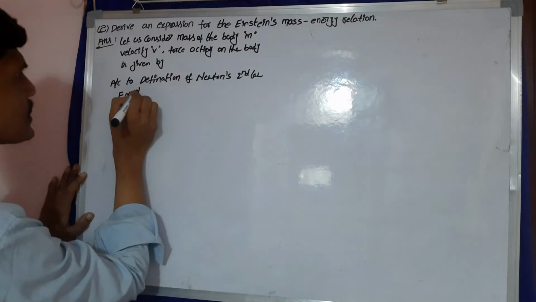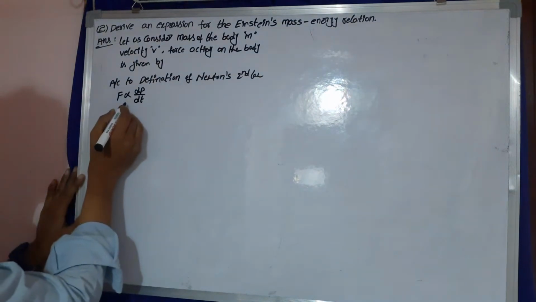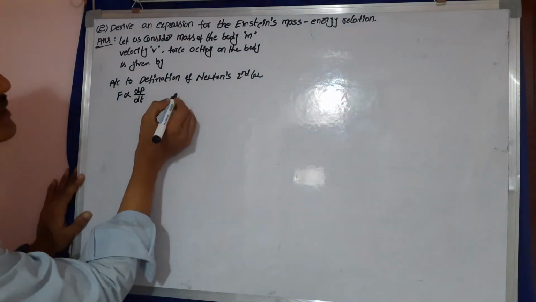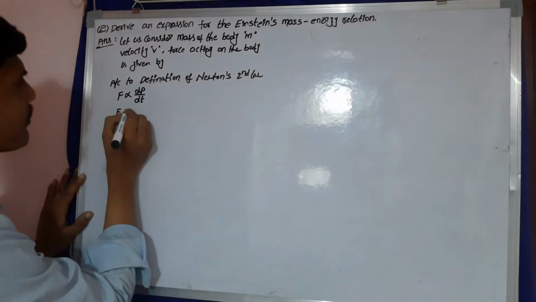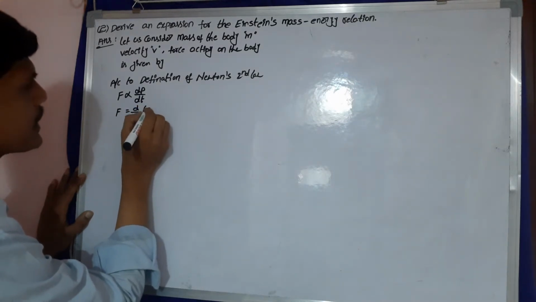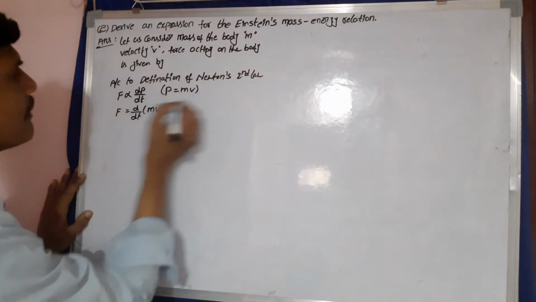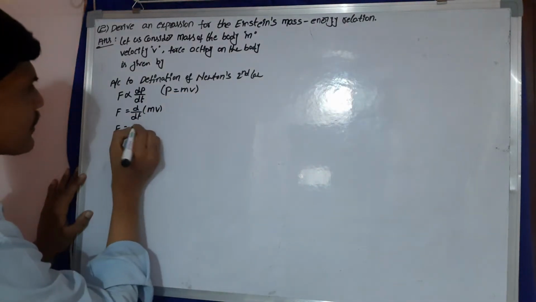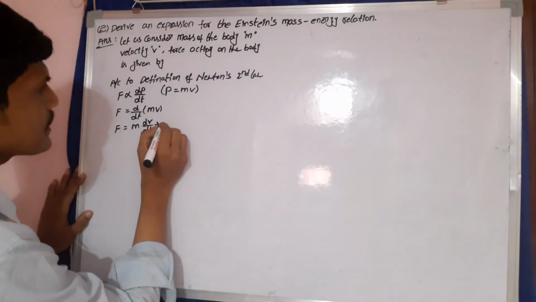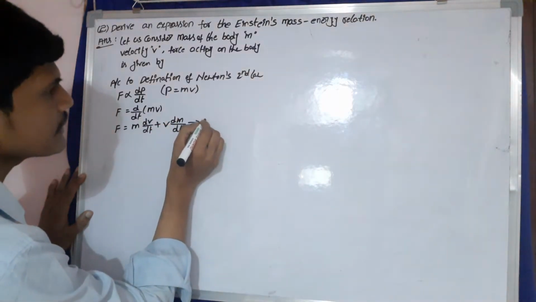F is directly proportional to dp by dt. So force is directly proportional to the rate of change of momentum. This is the classical mechanics. So F equals d by dt of P, where P means momentum, the product of mass and velocity. So F equals m into dv by dt plus v into dm by dt. This is equation number 1.